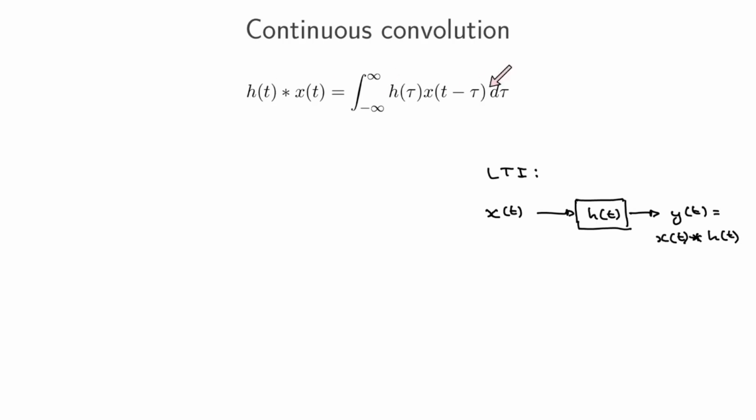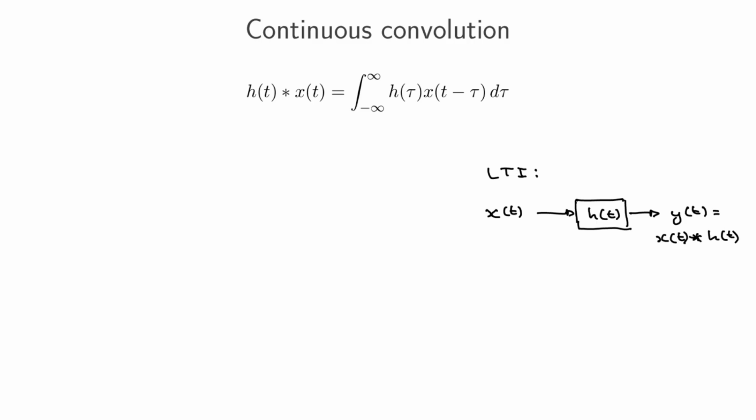So this is the definition. It's pretty weird. You're convolving h(t) with x(t), and that means that I have h(tau) and x(t minus tau) d tau. What else can you tell me about just that definition? Can I flip the order around? Yes? Yes. Okay, so that's called commutative.